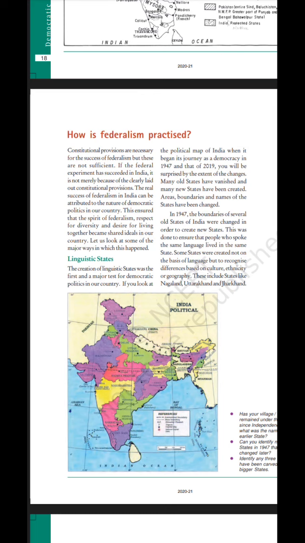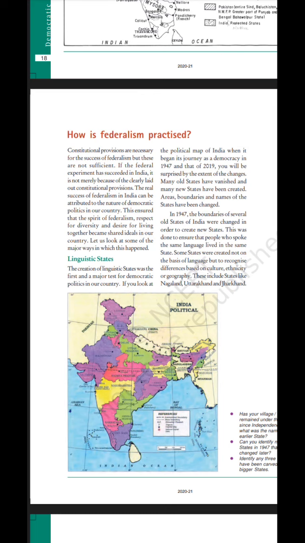In 1947, the boundaries of several old states of India were changed in order to create new states. This was done to ensure that people who spoke the same language lived in the same states. Some states were created not on the basis of language but to recognize differences based on culture, ethnicity, or geography. These include states like Nagaland, Uttarakhand, and Jharkhand. Take a look at this map.